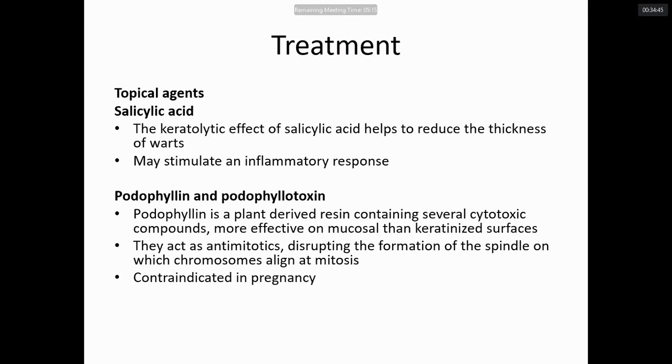And in case of anogenital warts, we can give podophyllin and podophyllotoxin. These are antimitotic agents, and they should not be given in pregnancy. They are strictly contraindicated in pregnancy. This is podophyllin and podophyllotoxin.